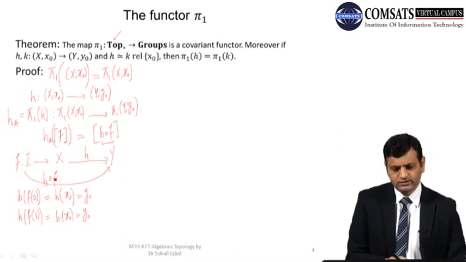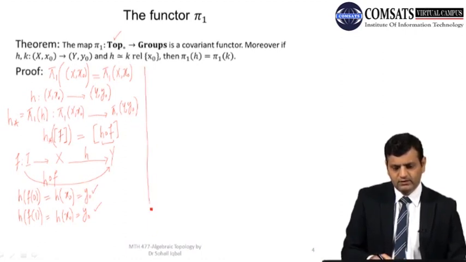So h is a continuous function, f is a continuous function, and their composition is a continuous function from I to y, with the initial and final points the same. So it's a loop which is based at y0. Okay. Now let's see if this operation, if this image, is well defined or not.